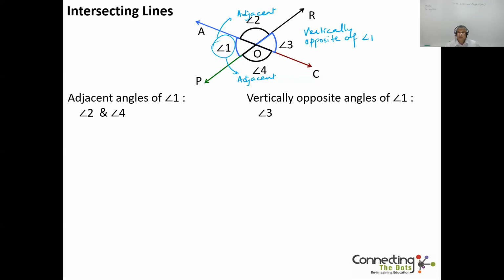Fairly okay? Now I want you to look at angle 3. Can you tell me the neighbors of angle 3? One is on this side, so this is adjacent. And one is on this side, so this is adjacent. So 2 and 4 are adjacent to 3. So what is 1? 1 is vertically opposite to angle 3.